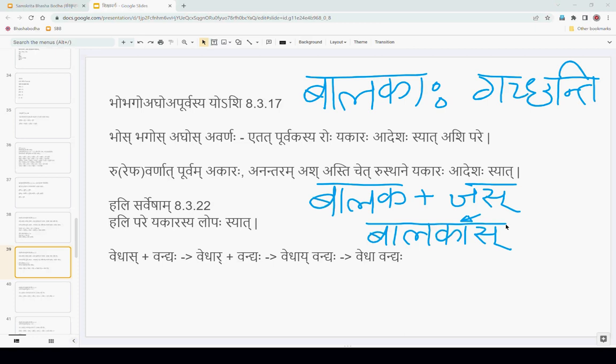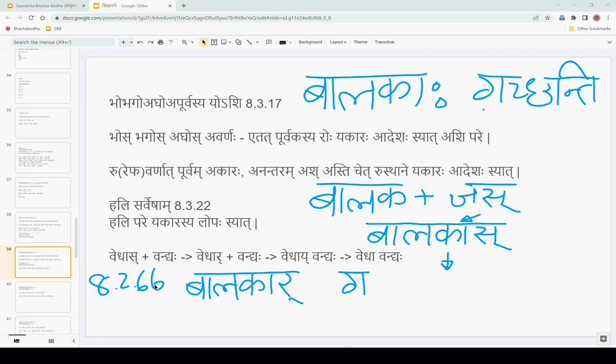So prathama vibhakti bahuvachanam balakas. Idanim kim bhavati? Kim sutram? Sasajushoru. Sasajushoruhu kim bhavati atra? Balakas, balakar. Balakar gachanti. So this gachanti is still there, right? Idanim kim bhavati? This is 8 to 66. Sasajushoruhu.